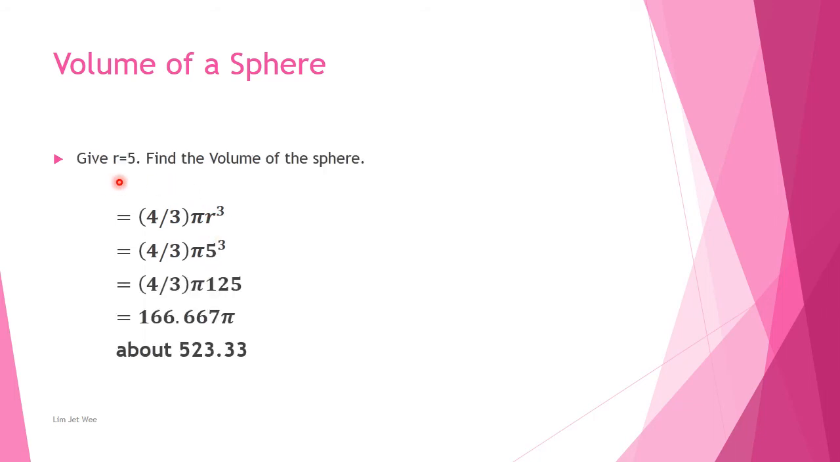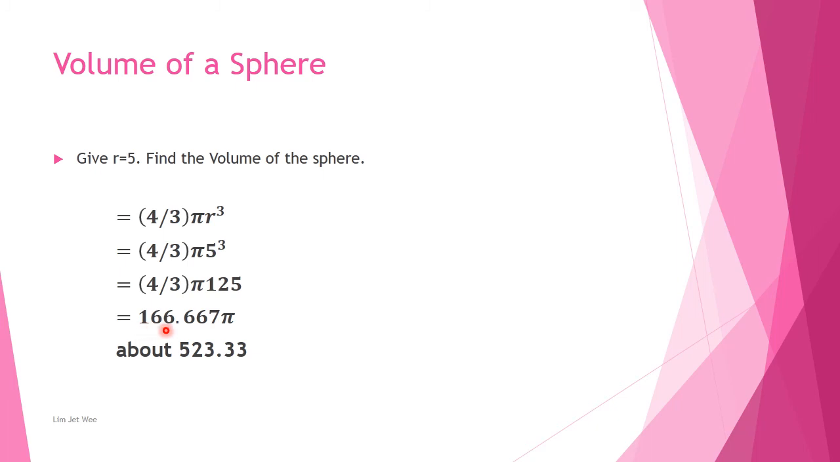And if you are given, let's say, r, the radius, as 5, and asked to find the volume of a sphere, then of course you just have to replace the r with 5. So you will put the 5 right here inside the formula. So 5 cubed, you will get 125, multiply by the 4, divided by the 3, you will get a very odd number here for this particular example.